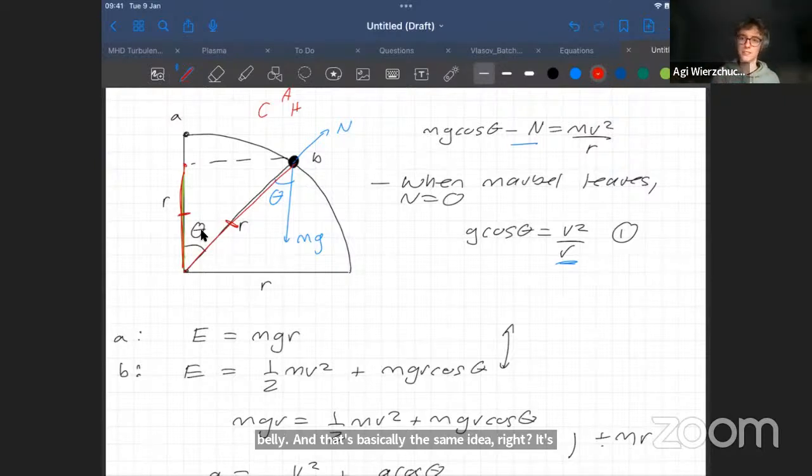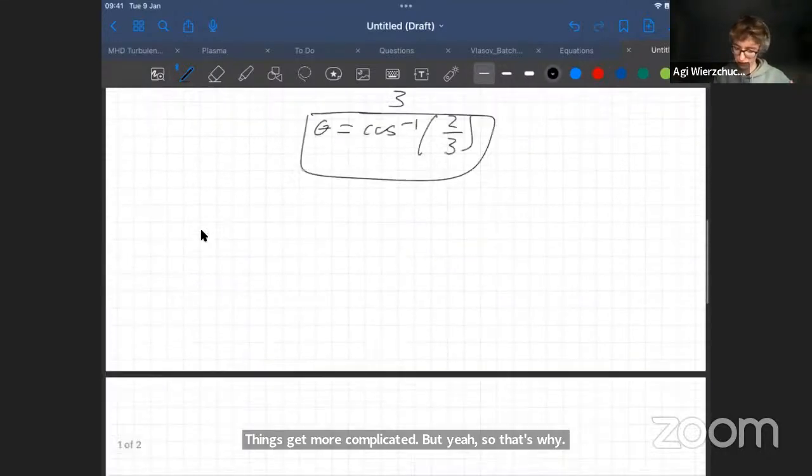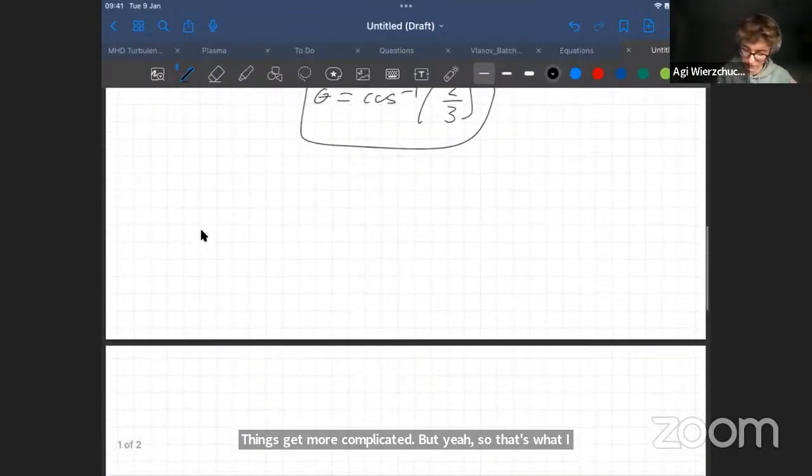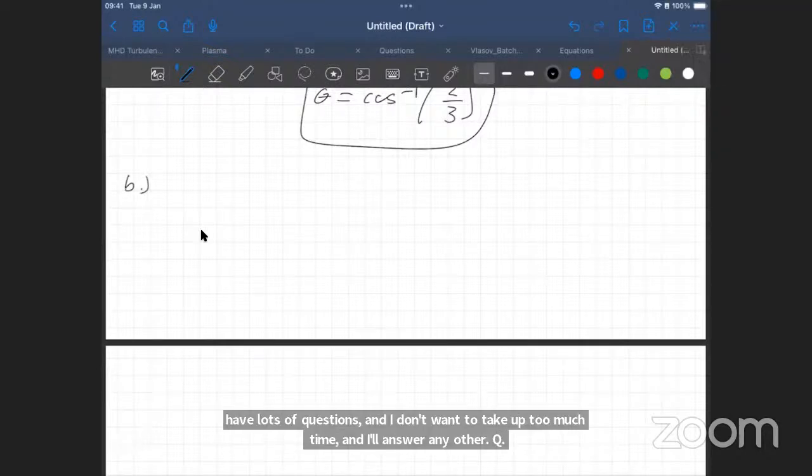And we experience the world by touching it and interacting with it. So if we have nothing pushing up towards us, that has to mean we're no longer interacting with that object. I mean, in mechanics, obviously things get more complicated, but that's part A, and I'm going to move on to part B just because we have lots of questions and I don't want to take up too much time. I'll answer any other questions in the chat after.